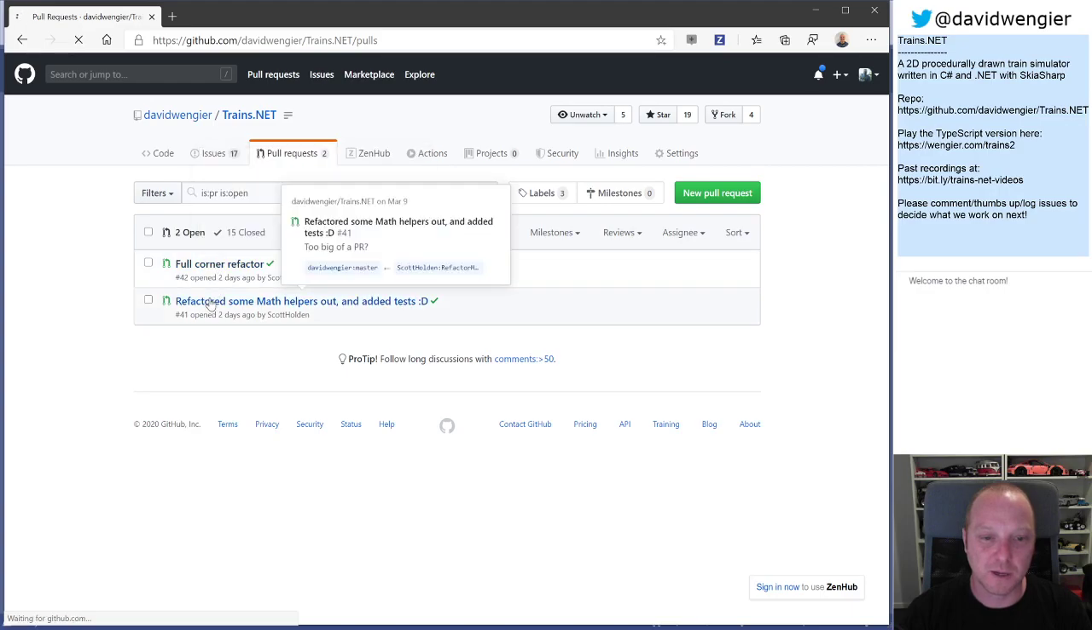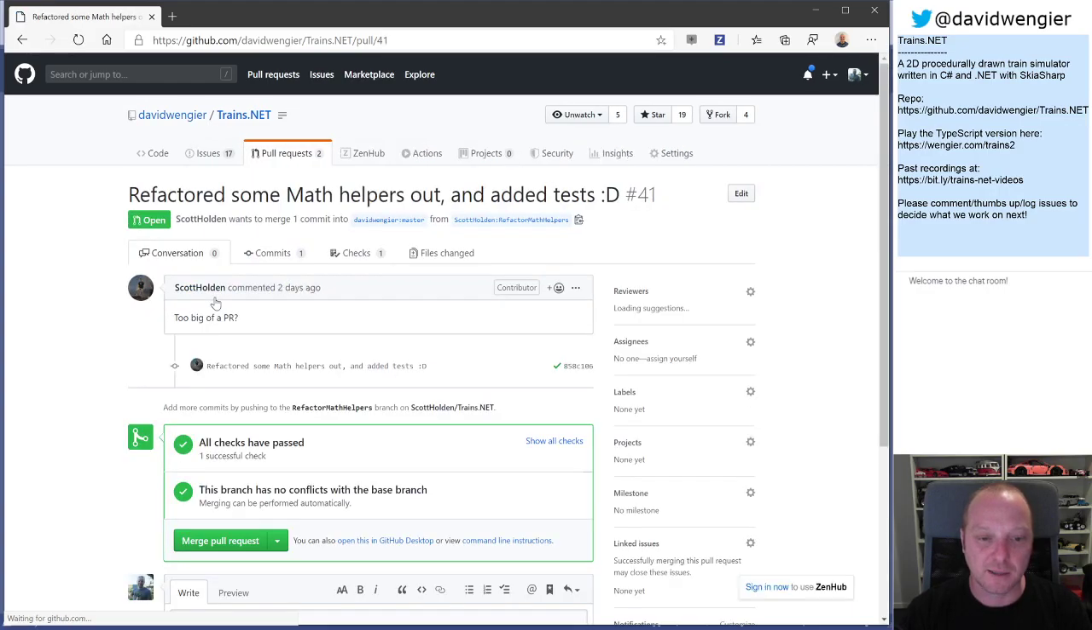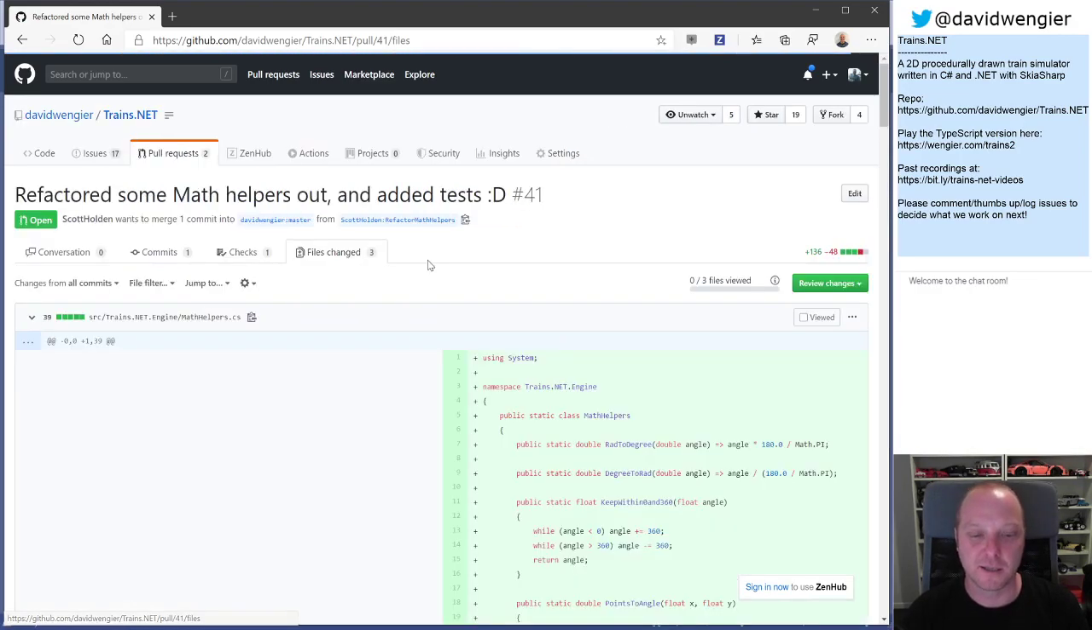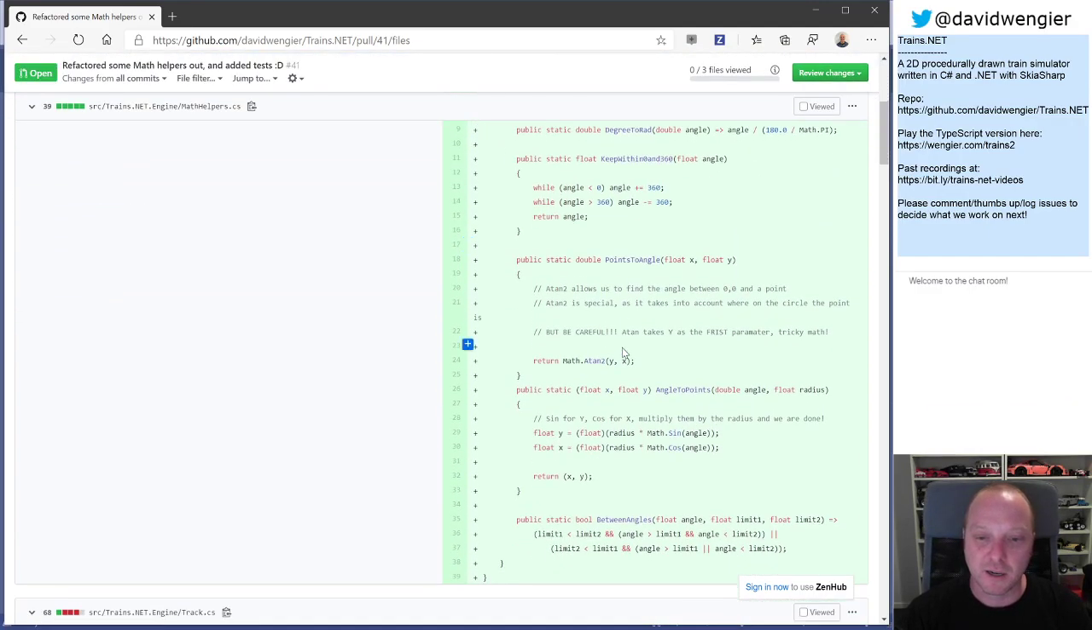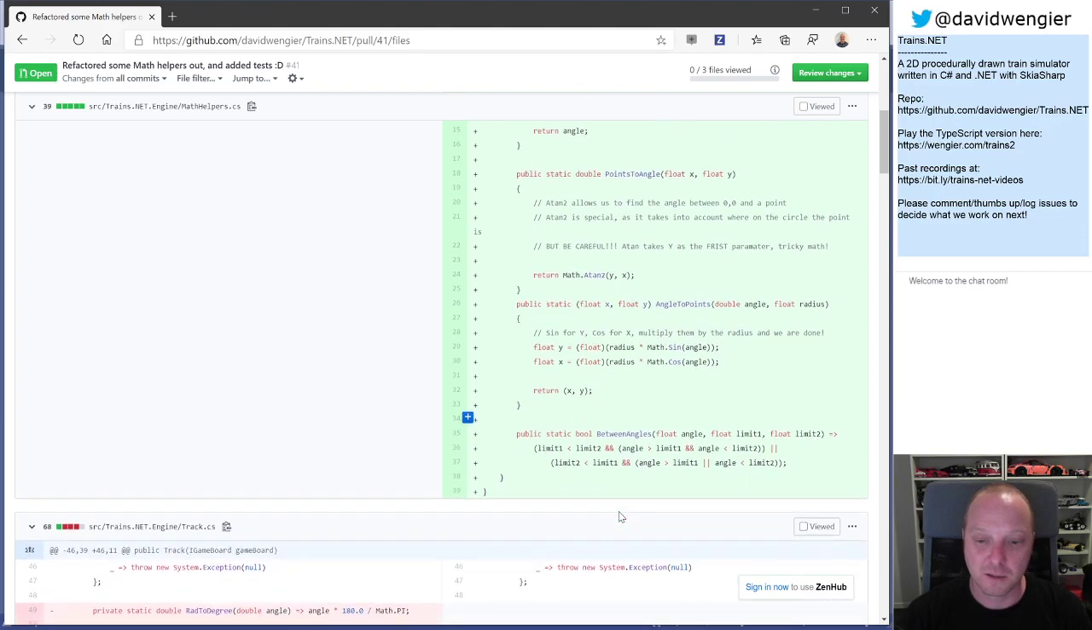Refactored some math helpers out. Added tests. Okay, tests is good. What maths helpers do we have? Rounded, degree. Points to angle, angle points. Between angles. Limit 1 less than limit 2. Angle greater than limit 1. Angle greater than limit... wait, what? Less than... Oh, okay. Whether the orders... Yep. I guess that makes sense.